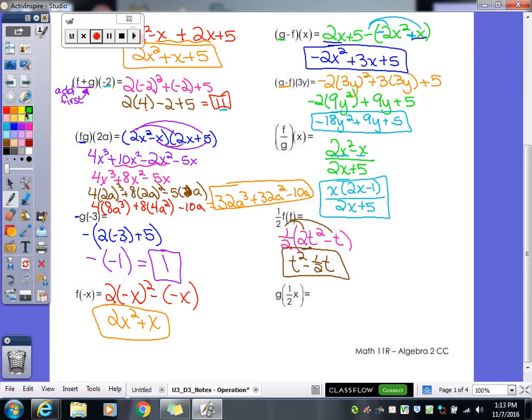And then our last one on this first page, what are we plugging in? 1/2 x. So it's going to be 2 times 1/2 x plus 5. Okay. So what's 2 times 1/2? 1. So we got x plus 5. That would be your final answer.